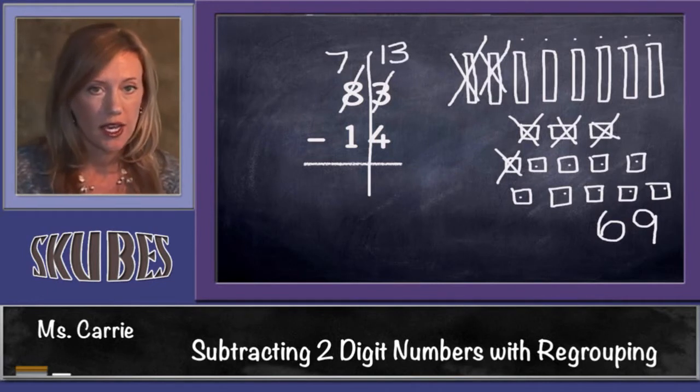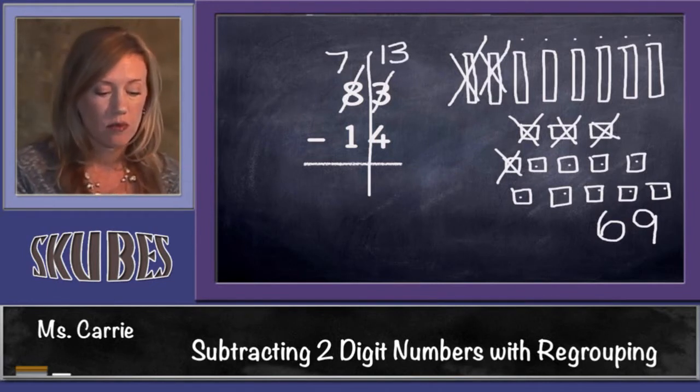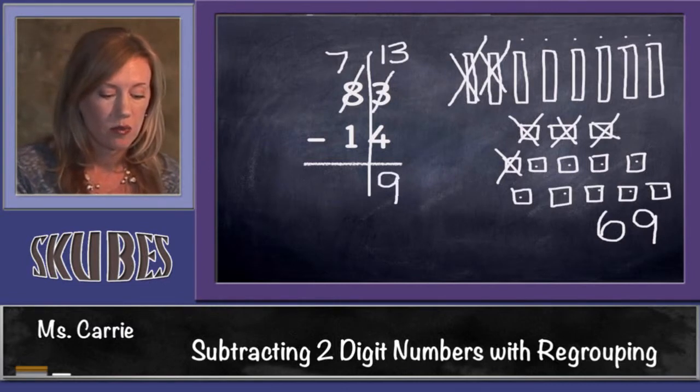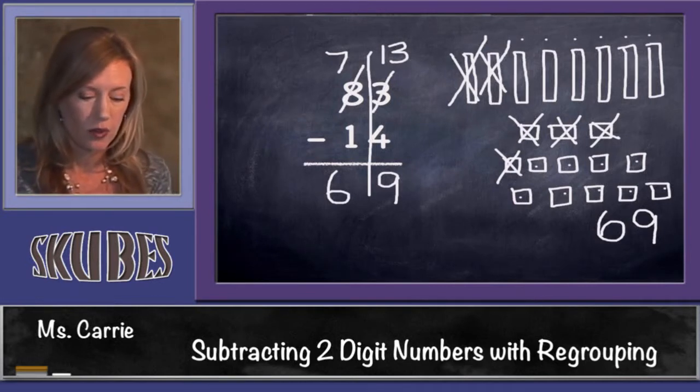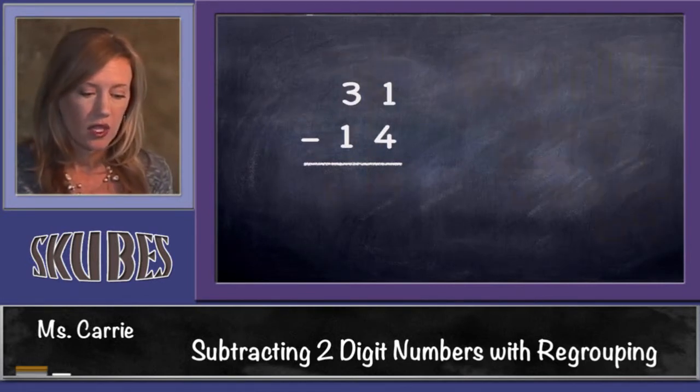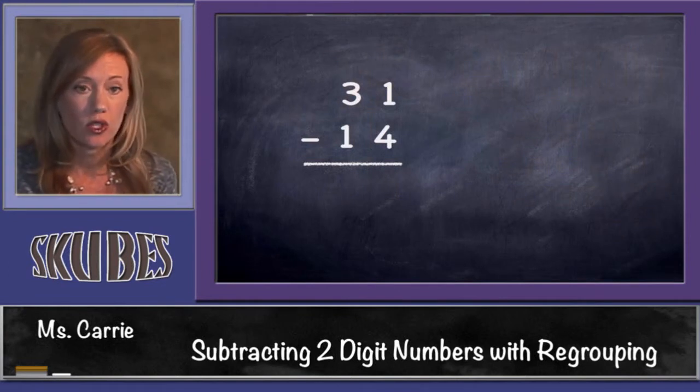Now we can subtract down. We know that 13 minus 4 is 9, and 7 minus 1 is 6. So we did get the same answer, it's 69. Let's try another one. This time we're not going to draw it out, we're just going to do the problem.